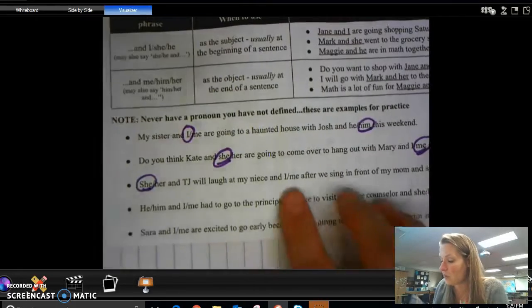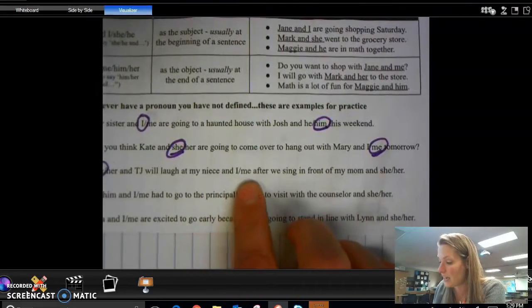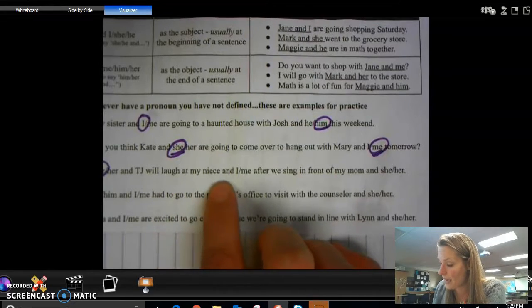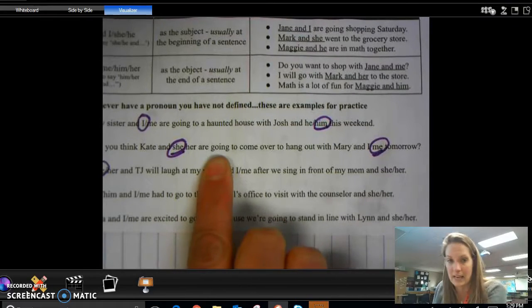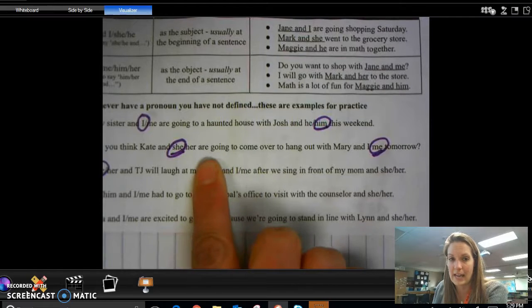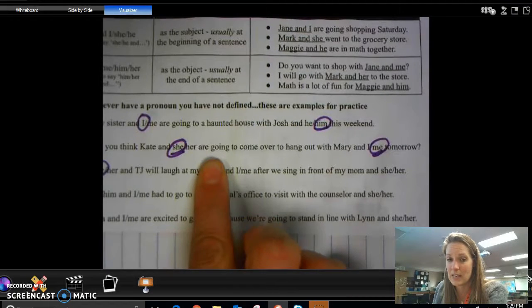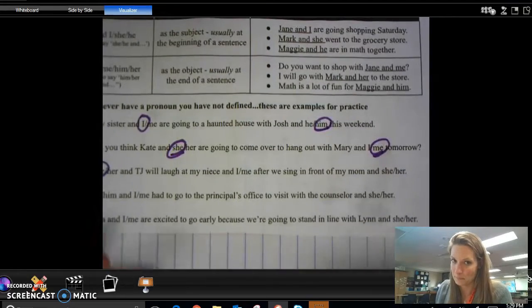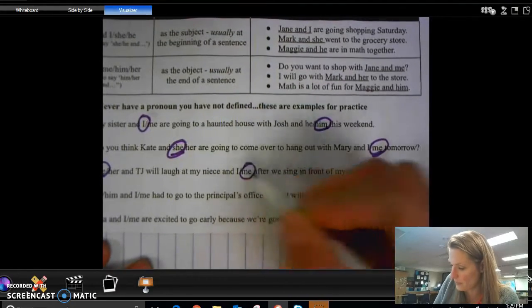She and TJ will laugh at my niece and I or me after we sing. So they will laugh at, and I'm going to cover up niece and. They will laugh at I after we sing, or they will laugh at me after we sing. Okay, you should have gotten me.